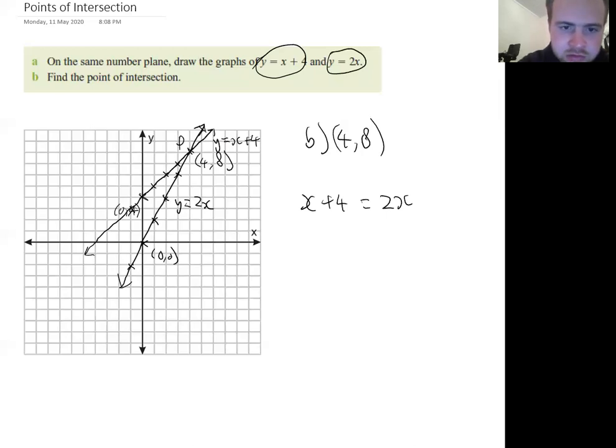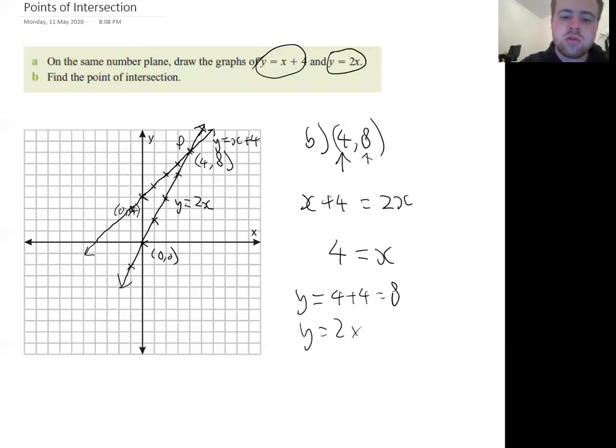Now we're going to solve this. We're going to rearrange it so that we find x on its own. So if we take away x from both sides, we end up with 4 equals x. And what do you know? That's our value that we had in our coordinate here. So x is 4. And then when we substitute that back into either equation, doesn't matter which one we do, 4 plus 4 equals 8. What do you know? That's our number here. Or we could go 2 times 4 is 8. So you see, when we do it algebraically as well, we get the same solution as we did when we did it graphically. So that's an interesting thing for you.